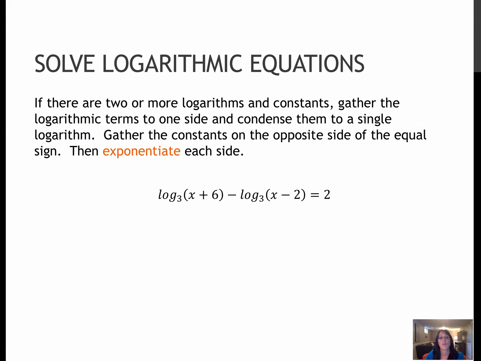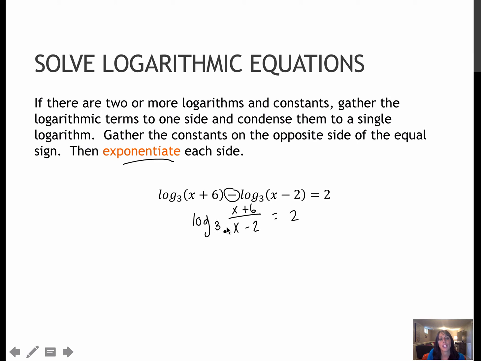Here's another type of question. So if there's 2 or more logarithms, and notice here I have a constant, it's going to be similar to what we did last time. I am going to get all of this together. So notice it's already on the same side. This is a subtraction problem, so this is actually log base 3 of x plus 6 divided by x minus 2 equals 2. And then I'm going to exponentiate each side.